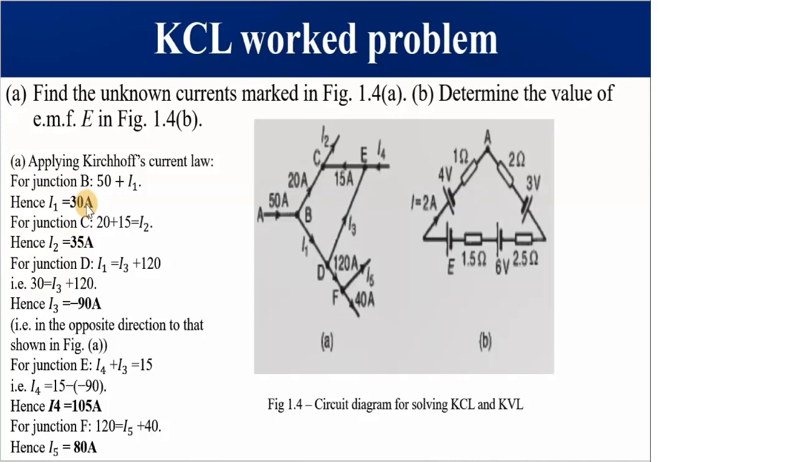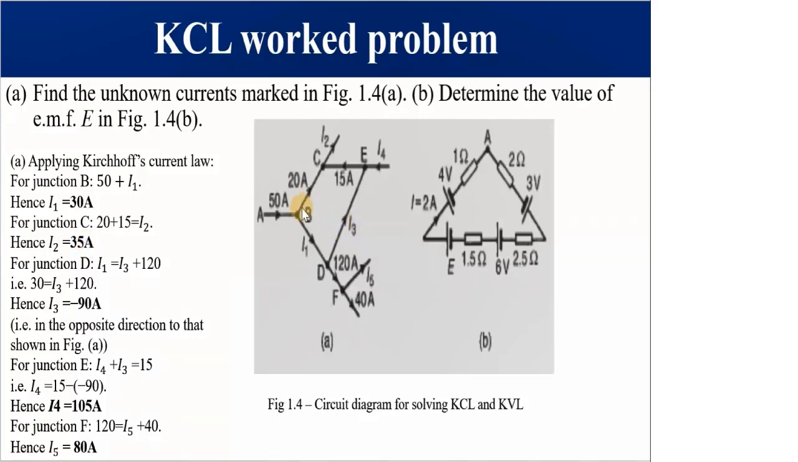Let's go to I2. What are we saying? 20 amps is flowing towards point C and 15 amps as well, which means I2 must be equal to the sum of the two. Hence, I2 is equal to 35 amps. We said current flowing towards a junction is equal to the current flowing away from that junction. Let's go to I3 using the same principle.